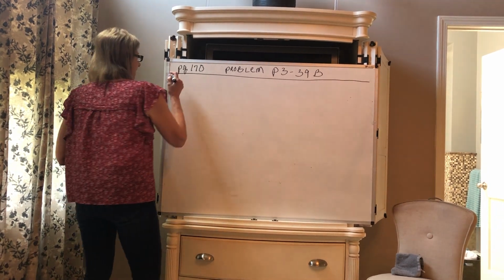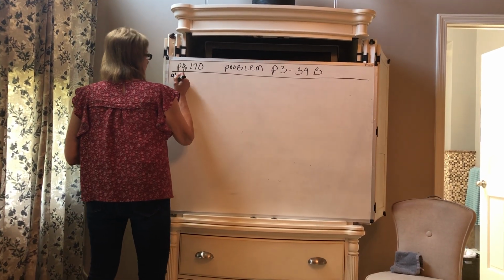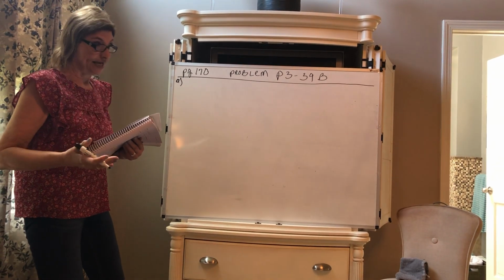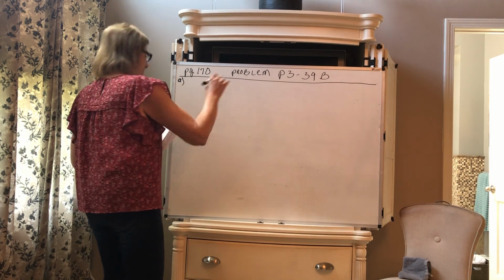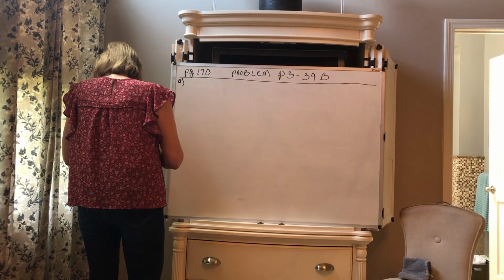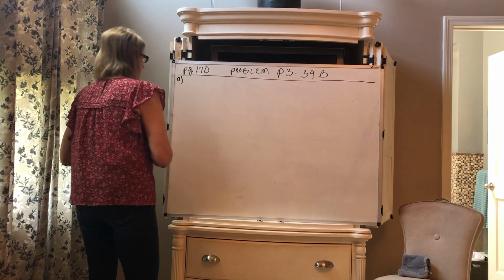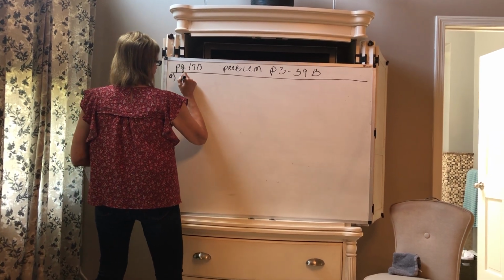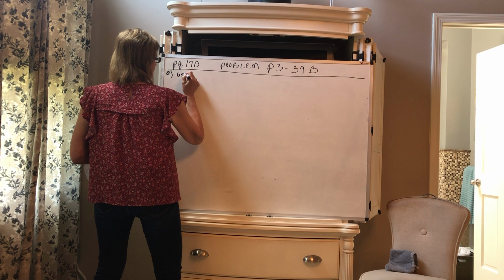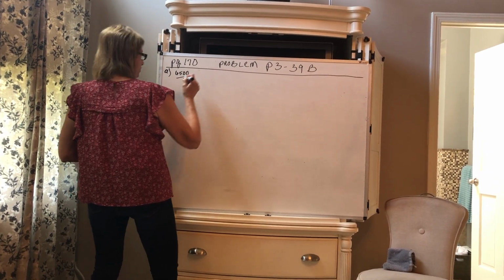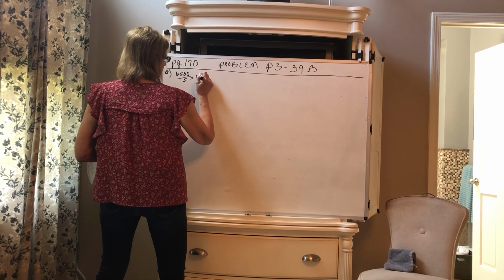So for A, for the adjusting entry, okay, this is going to be an accrued expense for pay. Okay, so I'll do the math on the side. We have the $6,500 and it's a 5-day work week. So that equals $1,300 per day.